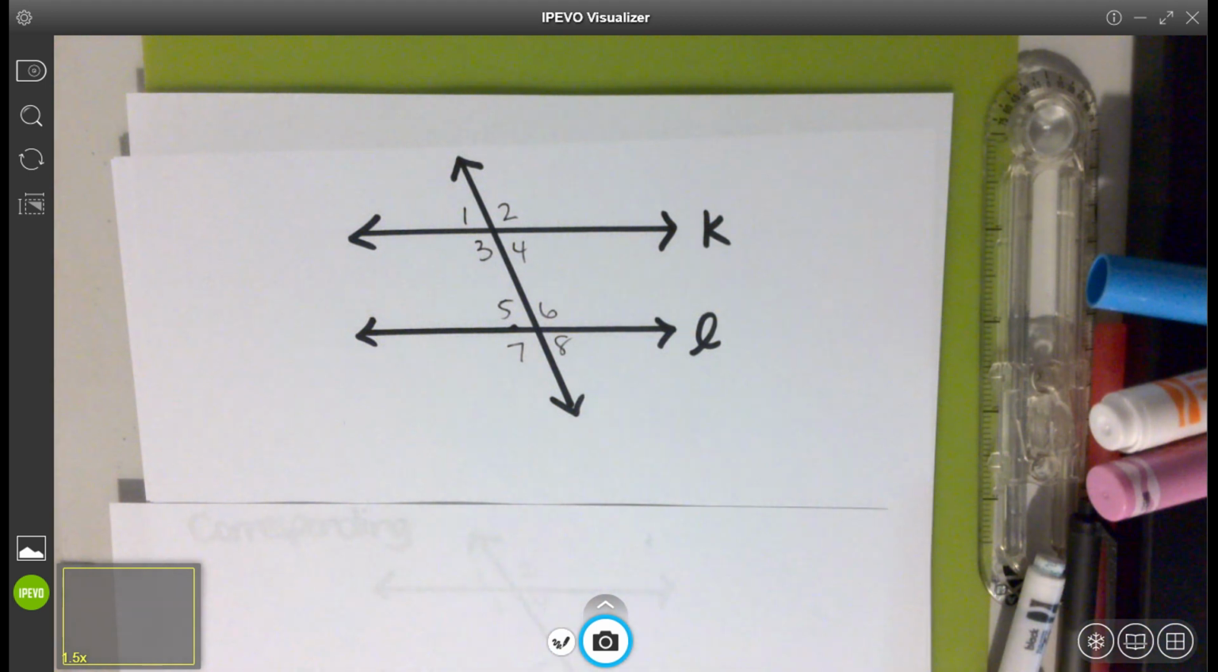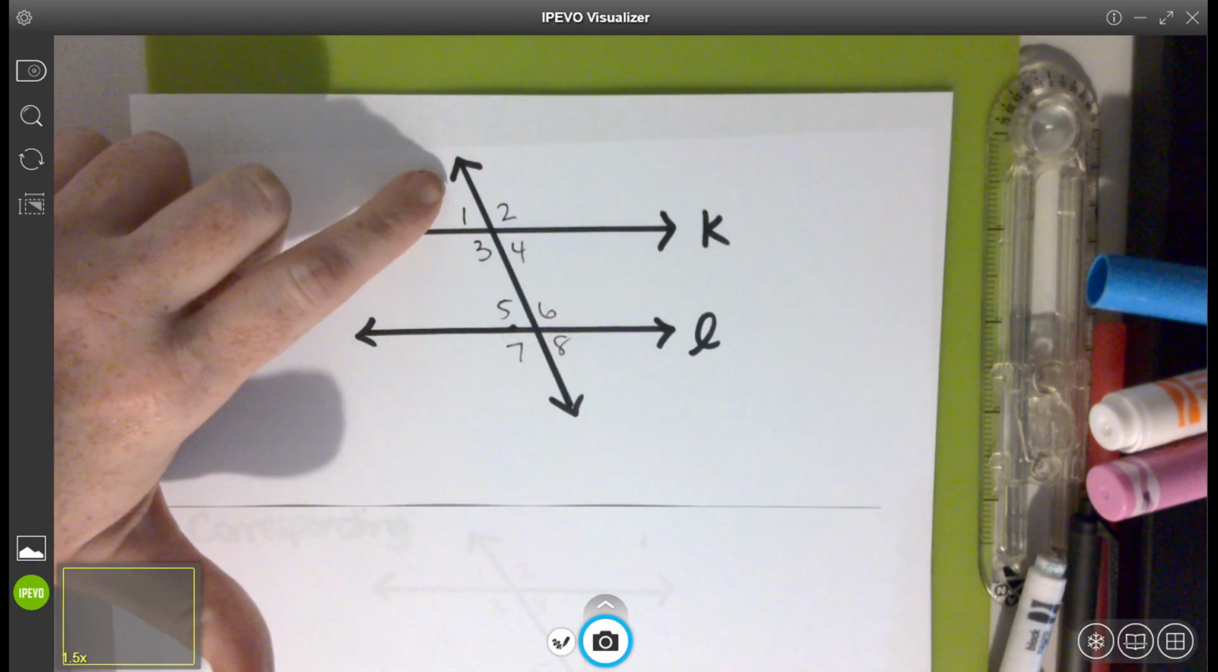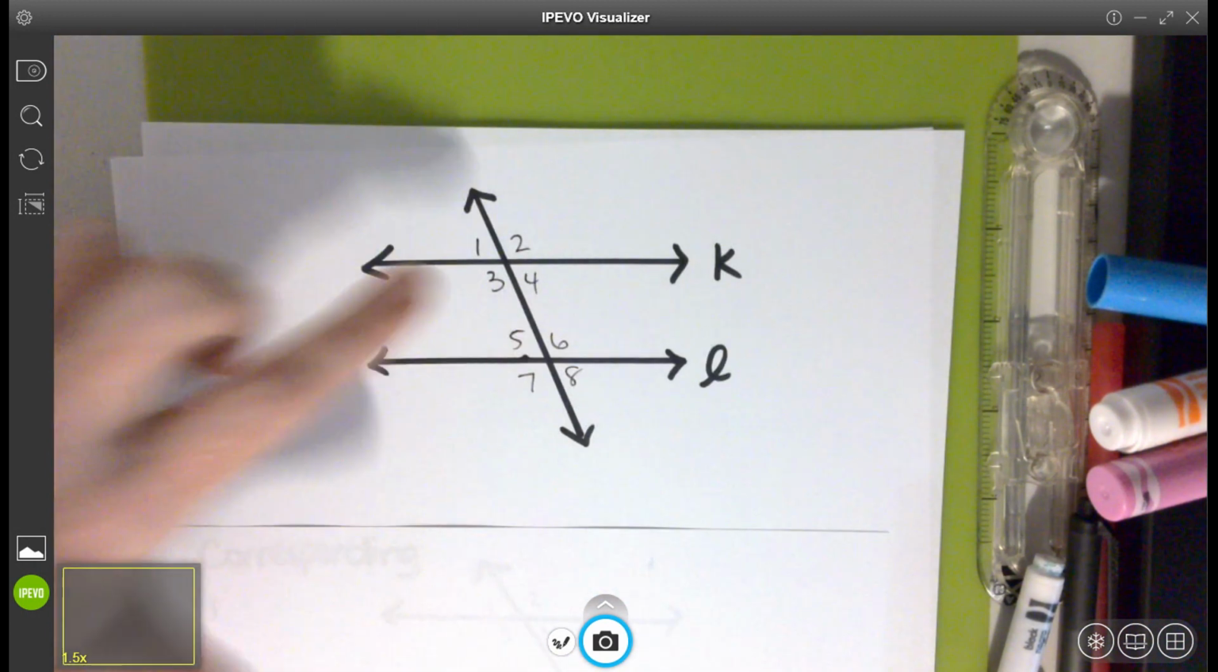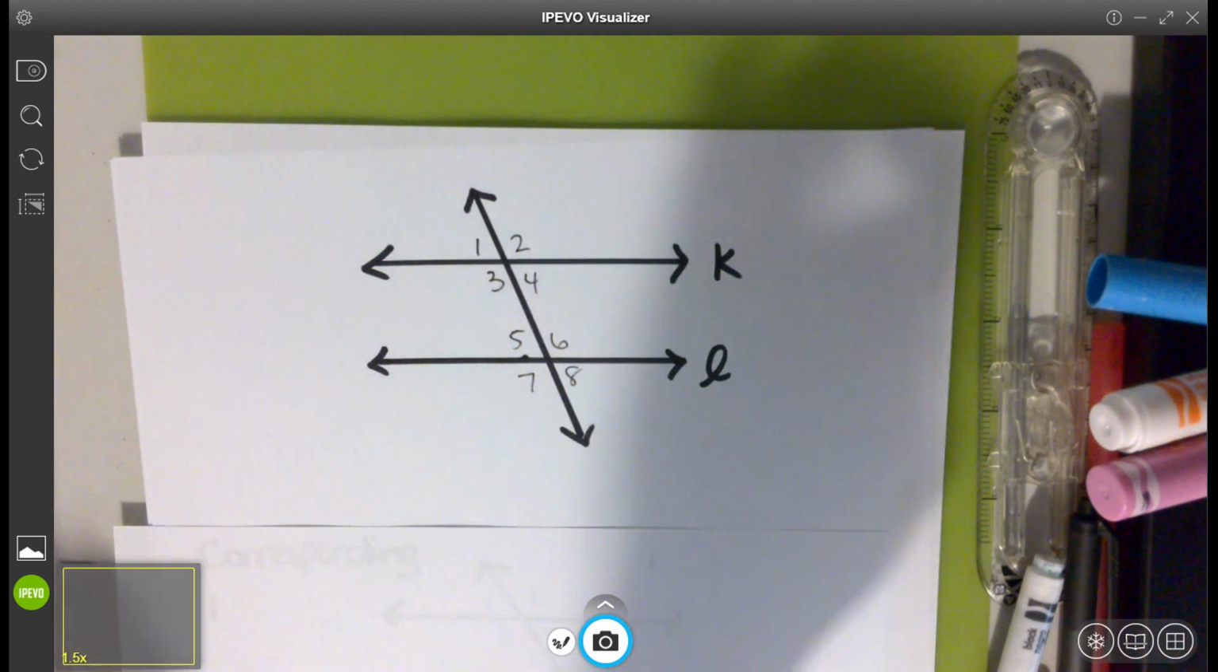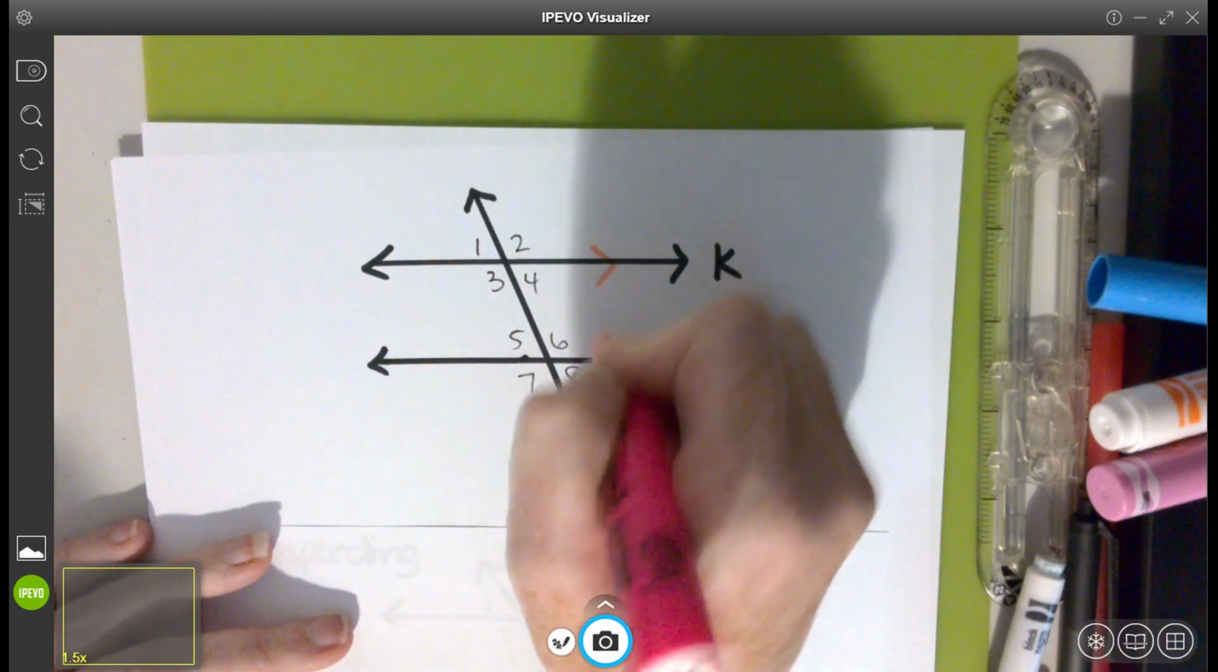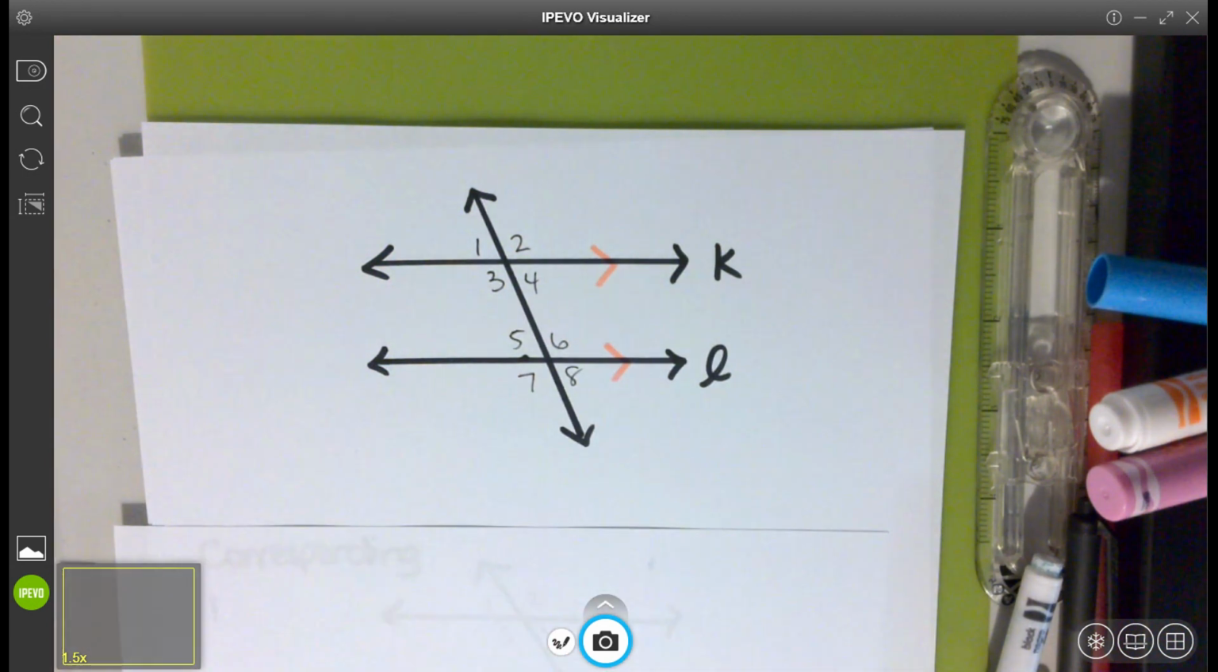All right, so today we're going to continue on with our parallel lines, and we are going to talk about a transversal. So our transversal is actually the line that cuts through our parallel lines. Our parallel lines are K and L. I'm going to put those arrows to show parallel lines.